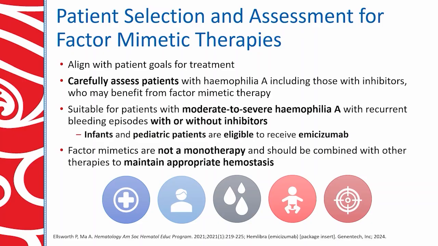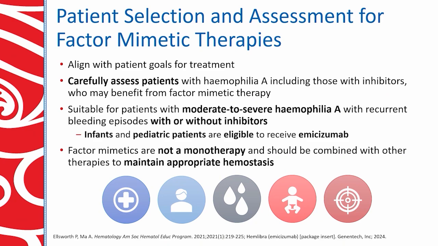I think it starts with the discussion with the patient to talk about the goals, to define the goals of the treatment, but also you as a treater should know your goals here. And careful patient assessment is important, because you have to think who is going to benefit from these factor VIII mimetic therapies. Usually patients with severe hemophilia A, but also those with moderate hemophilia A with a severe bleeding phenotype, with or without inhibitors, are potentially eligible here.